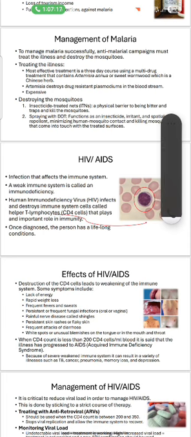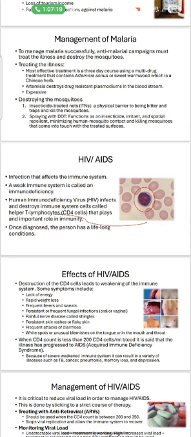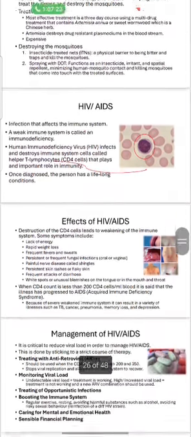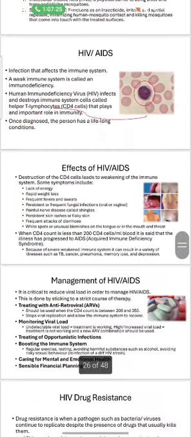HIV and AIDS. So, an infection that affects the immune system. A weak immune system is called an immunodeficiency. The human immunodeficiency virus, HIV, infects and destroys immune system cells called helper T lymphocytes, CD4 cells, that play an important role in immunity.